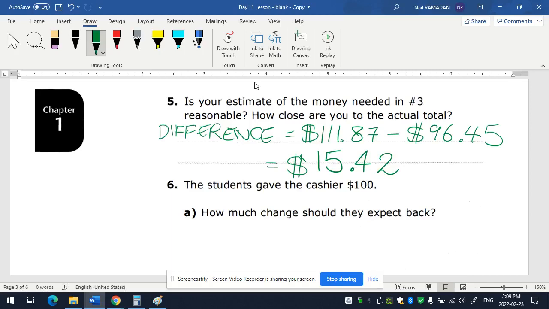Okay. The students gave the cashier a $100 bill. Hey, they do have enough because apparently the new price is only $96.45. Before that, they would have thought they can't actually get all that stuff. Well, they do. Yes. So how much change should they expect back?